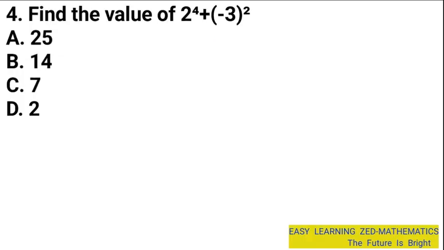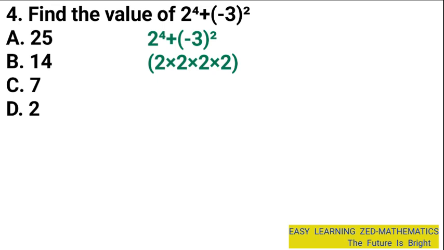Question 4 was as follows. Find the value of 2 raised to the power of 4 plus negative 3 raised to the power of 2. So what I'm going to do is rewrite this expression down. Then I'm going to expand these terms, which is 2 times 2 times 2 times 2, which will be added to negative 3 times negative 3. Once I've done this, the next thing I'm going to do is evaluate the numbers.